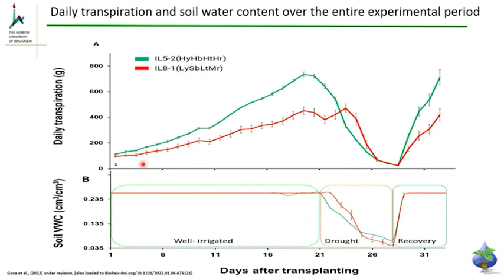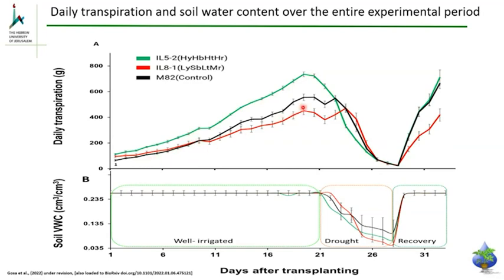And of course, we compare to all the other plants. Each line is the average of at least 5 different plants. This is the 5.2. You see, this is the high yielder. You can see that this plant has much faster development of daily transpiration, with a very fast decrease of transpiration during drought and very nice recovery. And this is the M82, somewhere in the middle. Okay, this is the mother line.